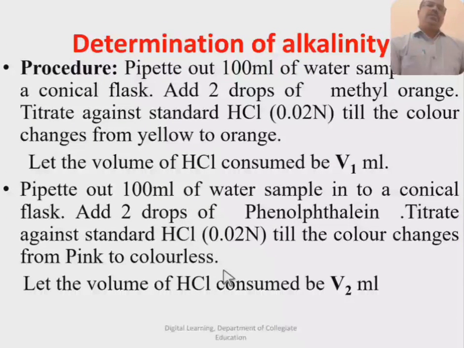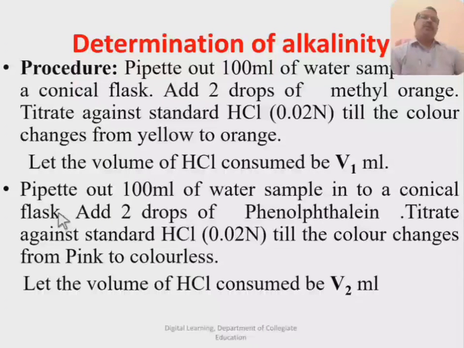Next, the procedure involved is: pipette out about 100 ml of the water sample into a conical flask, add 2 drops of methyl orange indicator, and titrate the water sample against standard hydrochloric acid, until the color changes from yellow to orange. Let the volume of HCl consumed in this titration be V1 ml.